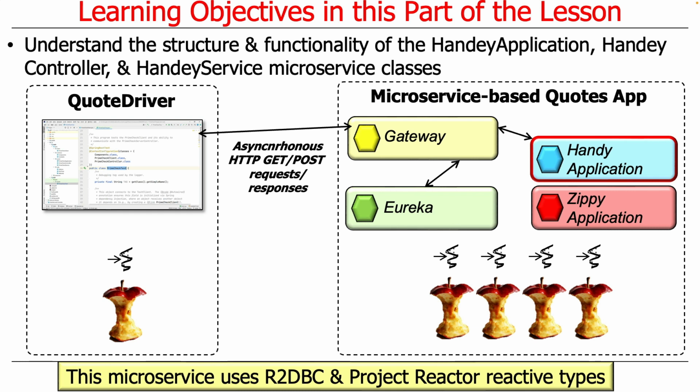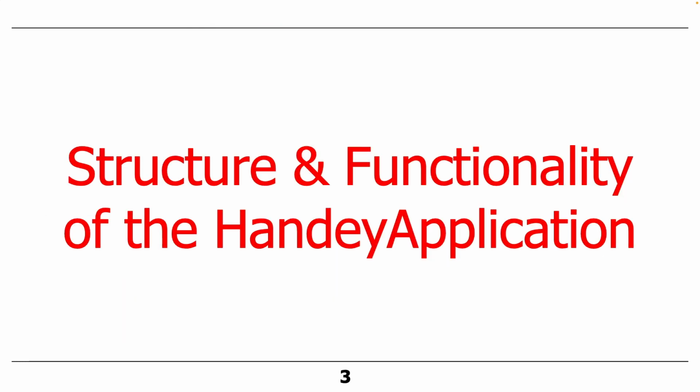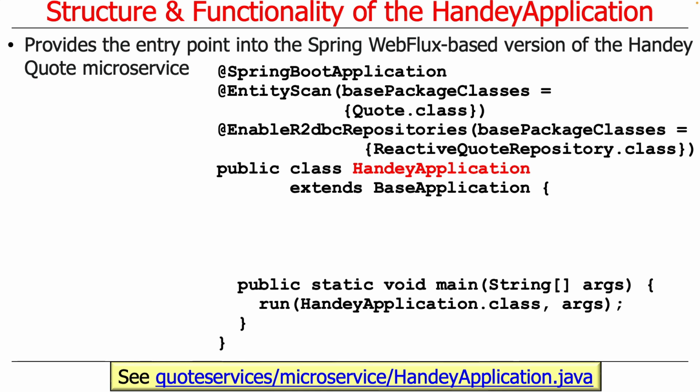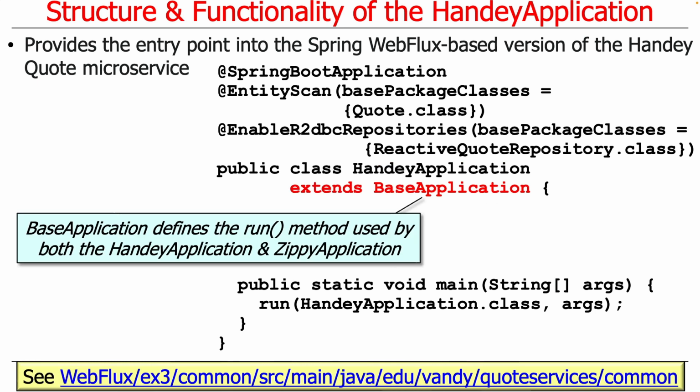So this is going to use R2DBC, which we won't talk about a whole lot yet. We'll talk about that in part two, but we're going to focus more on its use of Project Reactor reactive types. So the first thing we do is define our entry point into the Handey Microservice, and you can see we do that by making a Handey application. This Handey application extends the base application, which is the common piece we just talked about that factors out code to avoid repeating ourselves.